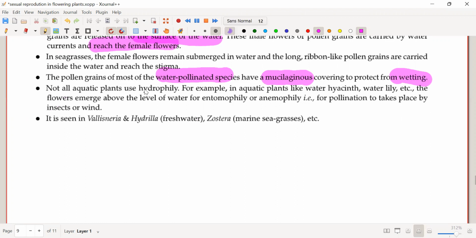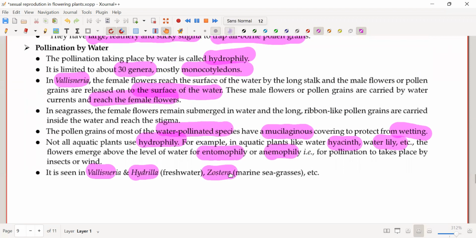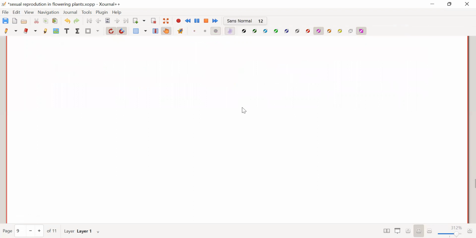Not all aquatic plants use hydrophily. For example, in aquatic plants like water hyacinth, water lily, etc., the flowers emerge above the level of water for entomophily or anemophily, so pollination takes place by insect or wind. Hydrophily is seen in Vallisneria and Hydrilla, freshwater, and Zostera, marine seagrass, etc. Water pollinated flowers. Okay, pollination by water.